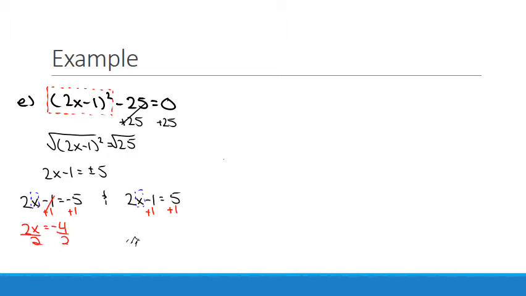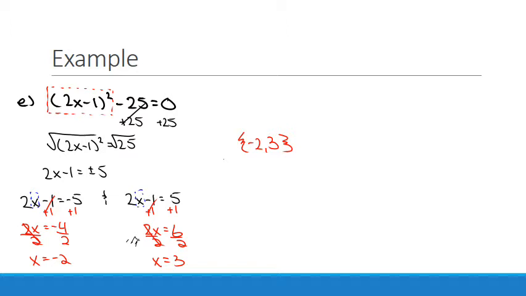Divide by 2, divide by 2. x can equal negative 2. On this side, I get 2x equals 6. Divide by 2, divide by 2, divide by whatever's in front of that x. x can equal 3. And those are my answers. Those are my roots, my x-intercepts. So make sure we write our answer in the solution set. I always like to go smallest to biggest. That's why I put the negative first.